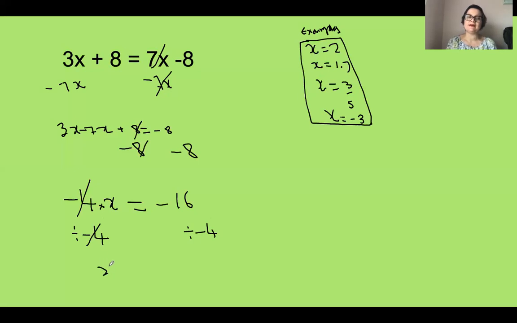And then we have x equals minus 16 divided by minus 4. So it's minus divided by minus, right? So the answer is going to be positive, plus 4 or just 4. So this is the answer to this equation. You can see x is on the left and the number is on the right-hand side. Let's have a look at another example.